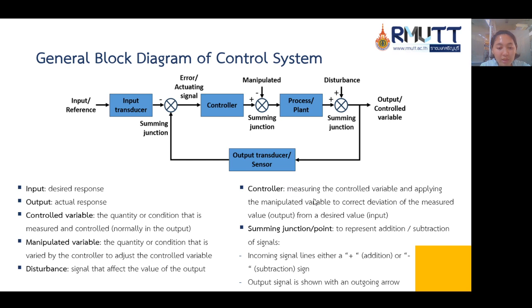Then the controller is measuring the control variable and applying the manipulated variable to correct the deviation of the measured output value from the desired input value. Then the summing junction or point represents addition or subtraction of signals. Incoming signal lines have either a plus addition or minus subtraction sign. The output signal is shown with an outgoing arrow.